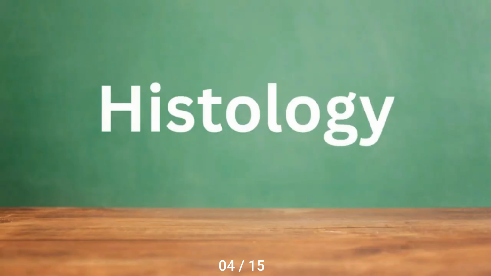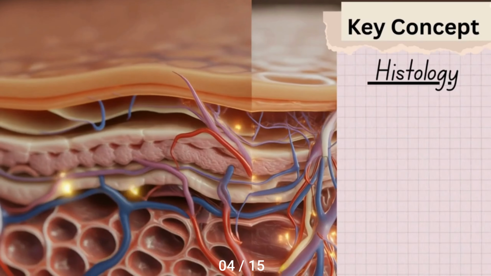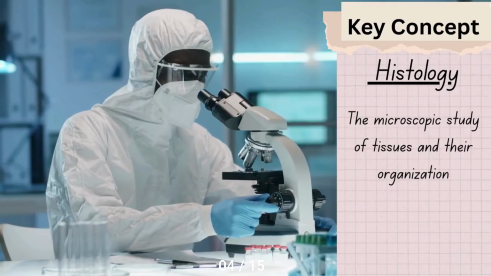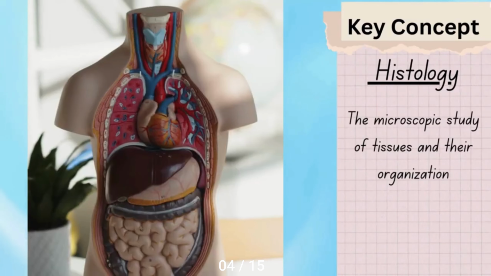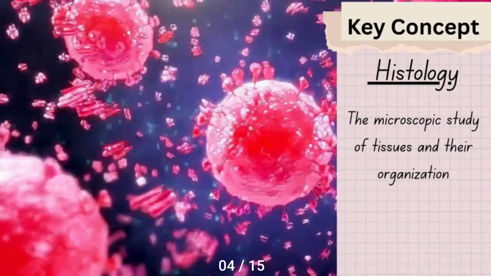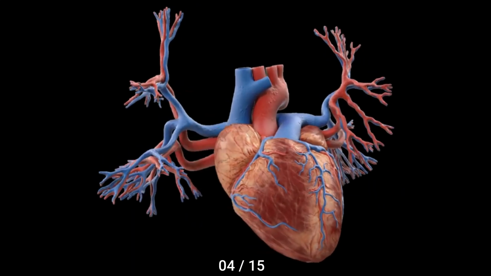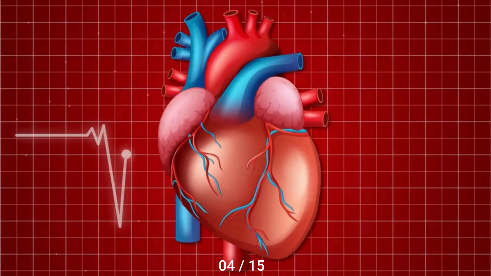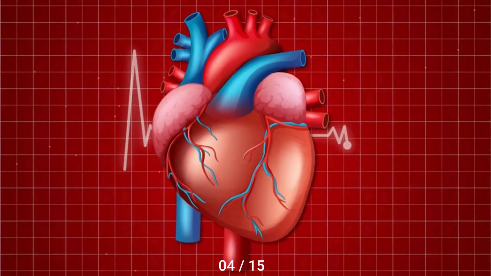Next, we have histology, the microscopic study of tissues, which are groups of cells that perform similar functions. It helps scientists and doctors understand how organs are structured, how they function, and how diseases affect them. For example, examining heart tissue under a microscope can reveal early signs of heart disease, allowing better diagnosis and treatment.